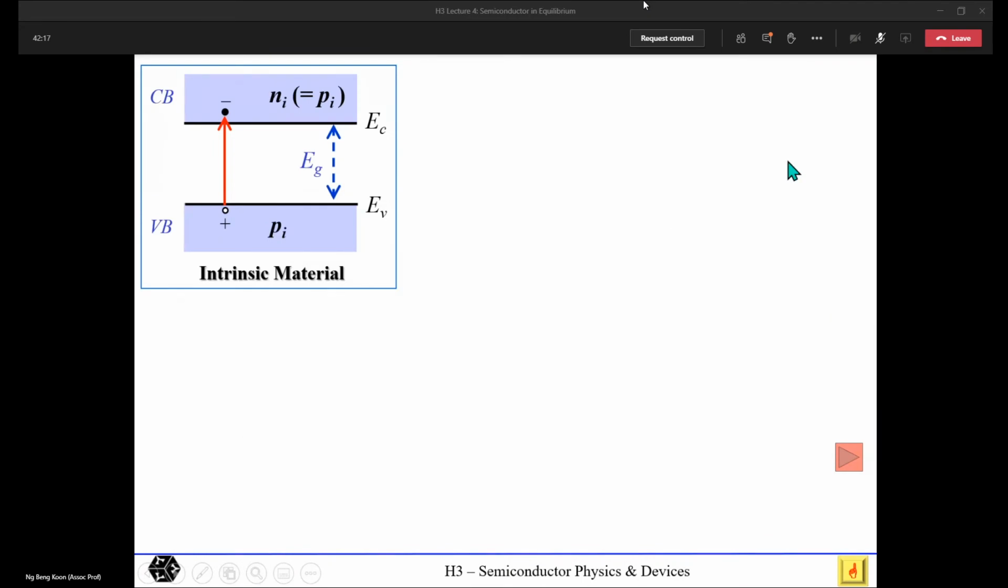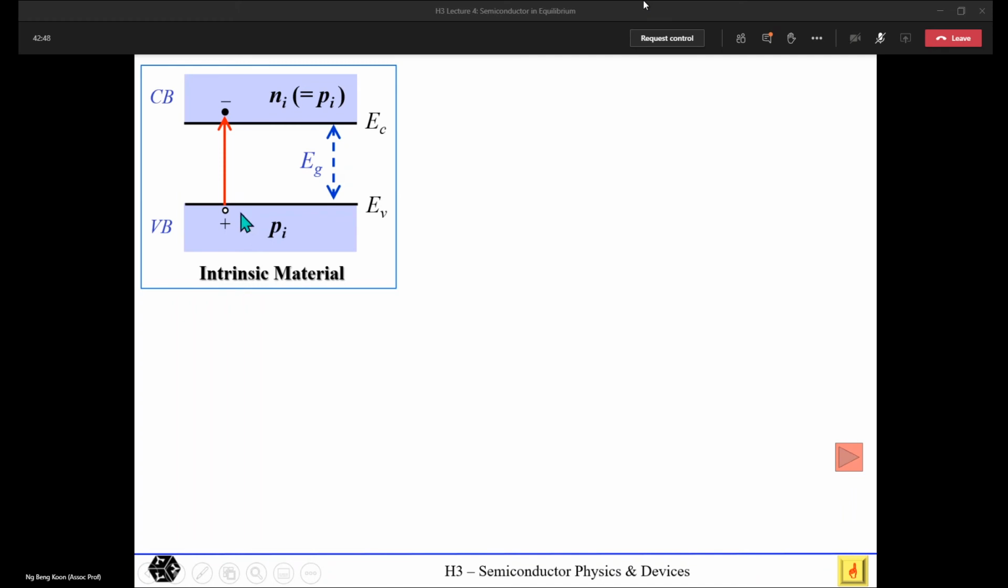Then we have also talked about intrinsic material, a pure semiconductor material, where the free electrons and holes you find in the semiconductor come from a direct transition from valence to conduction band, giving you a free electron and a free hole. The free electron can move in the conduction band, and the hole can move in the valence band.